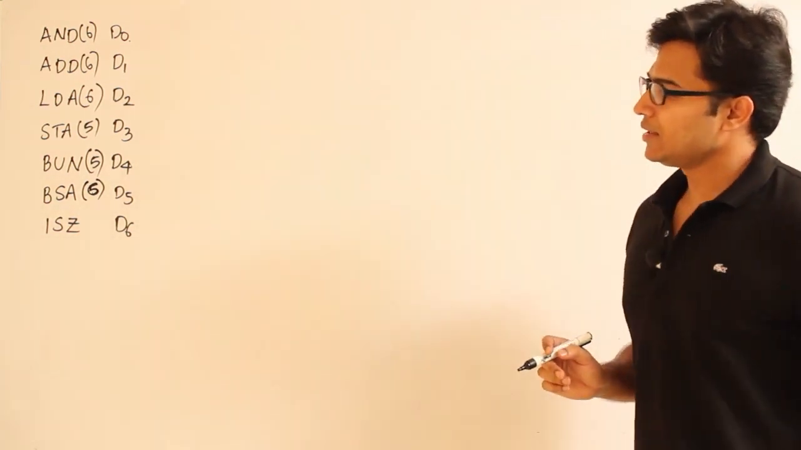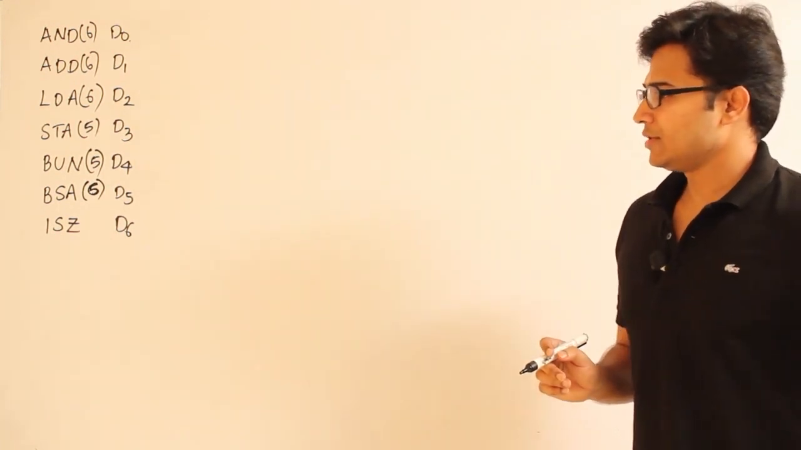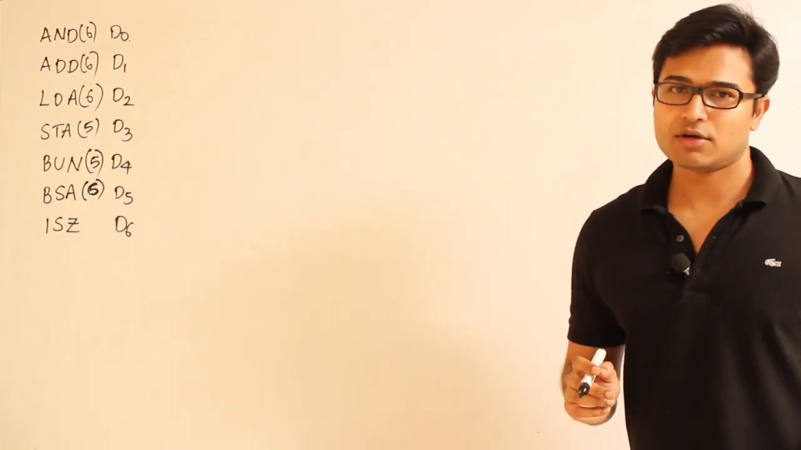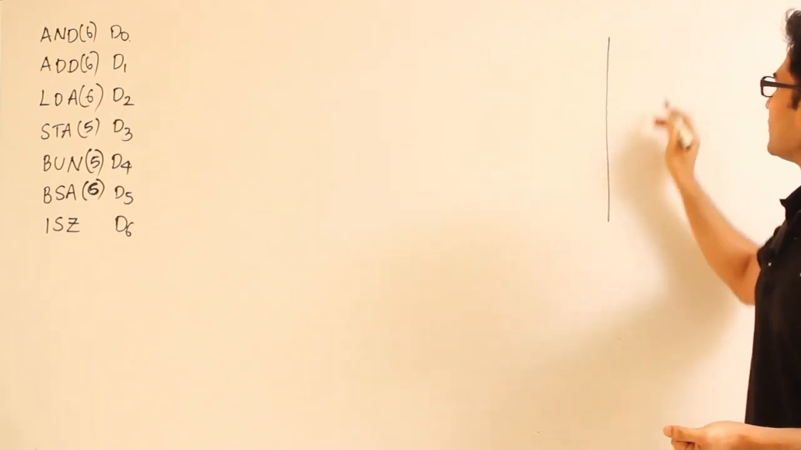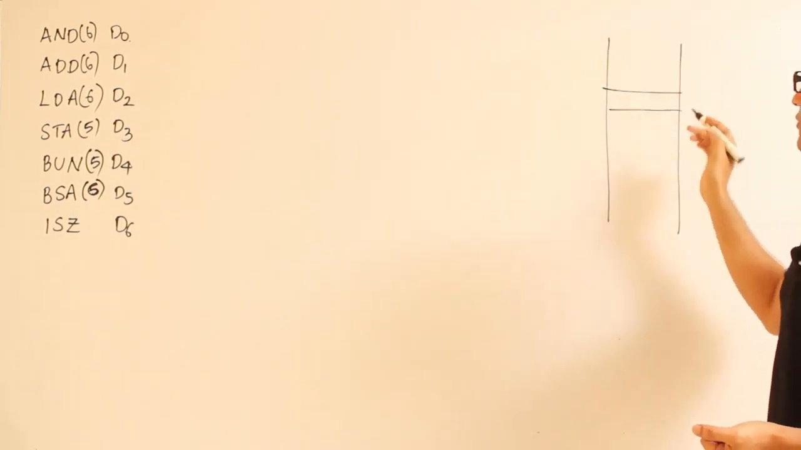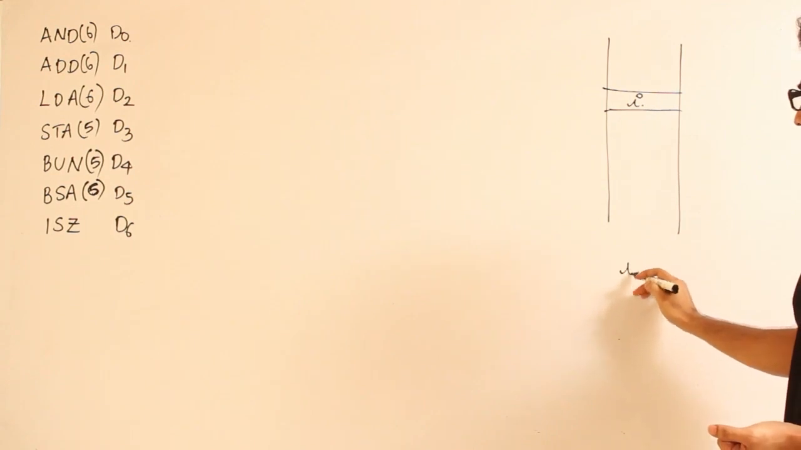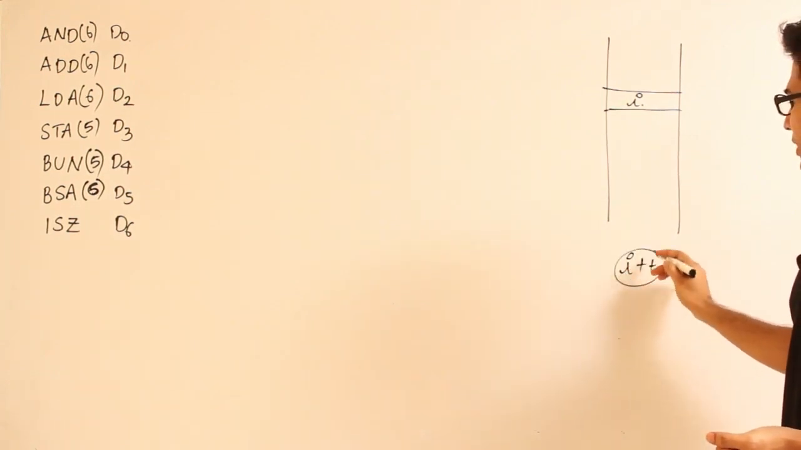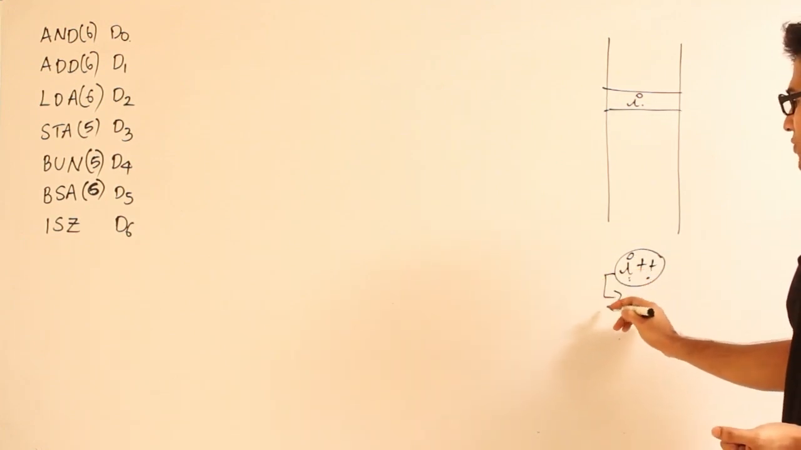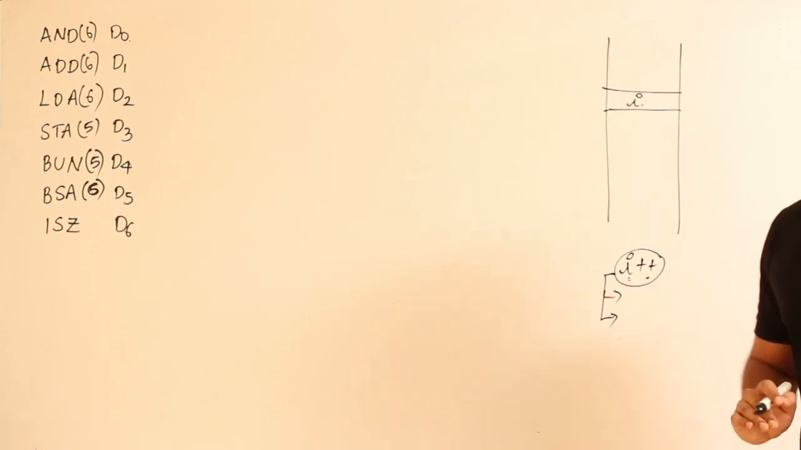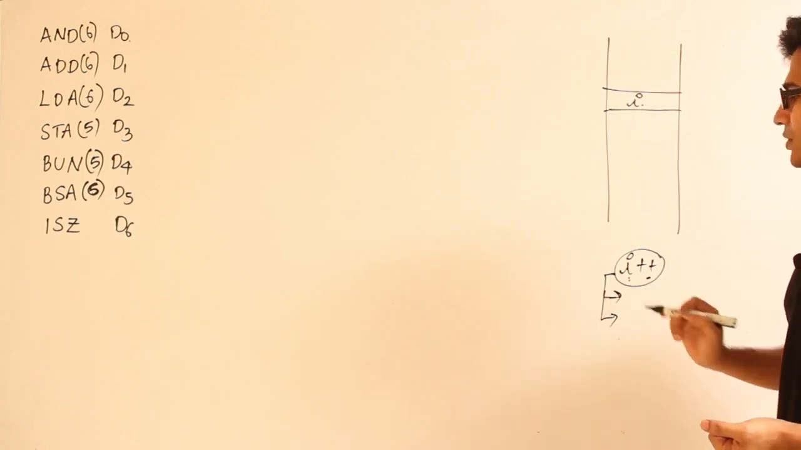And the next one is increment and skip with 0. This particular instruction is helpful in implementing loops like for loop, while loop, all those. The meaning of this one is, we are going to have a variable somewhere in the memory, let's call it I. Now we have to get this I and then increment its value, right? And if this value happens to be 0, then we are going to skip the next instruction and go to the instruction below that. In case this value is non-zero, then we will not skip, we will execute the next instruction.